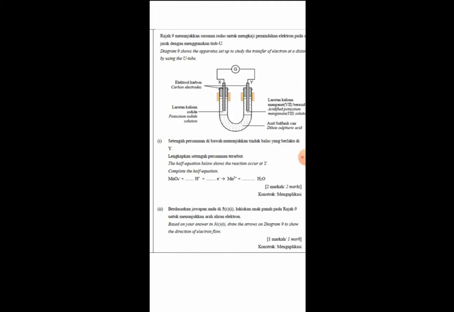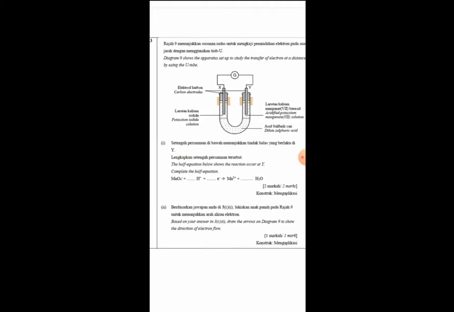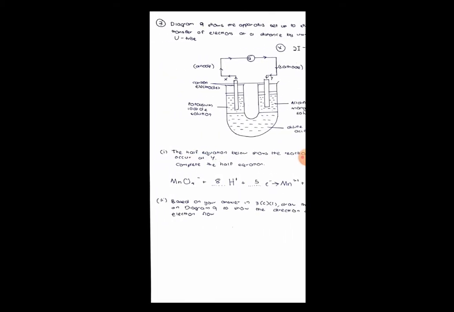So how to make the 7 positive charge become 2 positive charge? By adding the 7 positive charge with 5 negative charge. When 7 positive charge are added with 5 negative charge, the charge left is 2 positive charge. So the charge is balanced on both sides. So the half equation at Y will become: MnO4- plus 8 hydrogen ion plus 5 electron become Mn2+ plus 4 H2O.